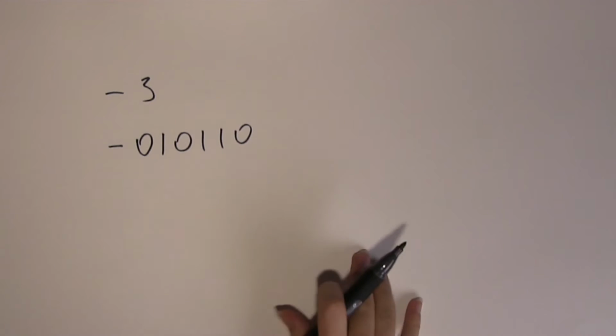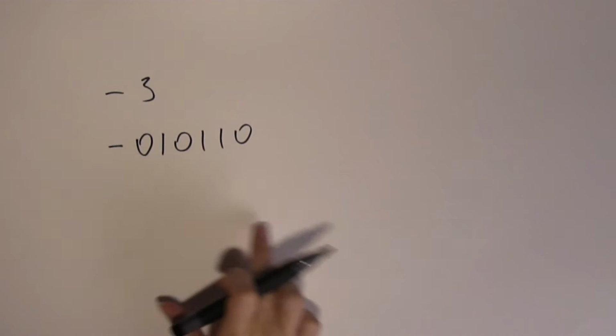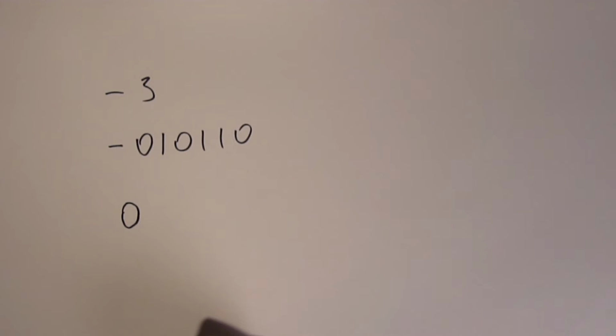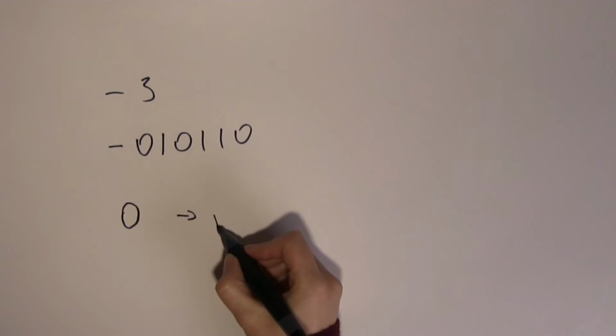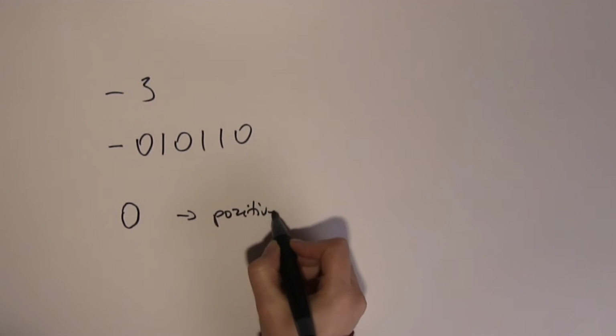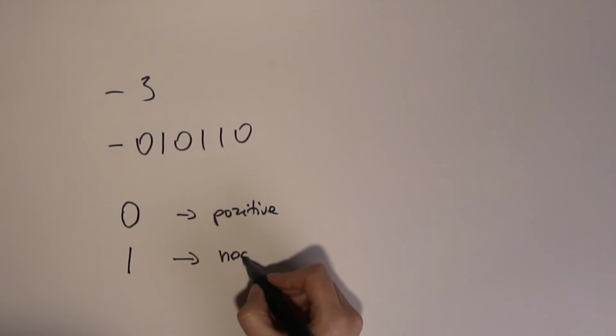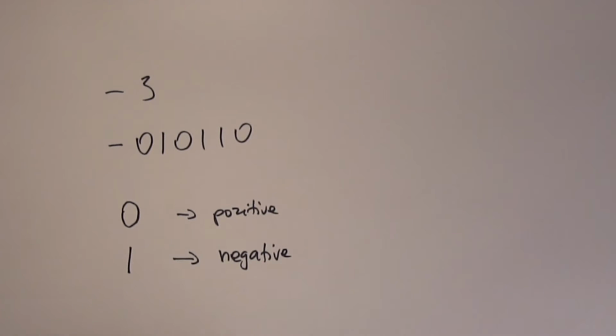So the point of the 2's complement notation is that when you're looking at the notation, if the first digit is 0, then you know that this is a positive number. And if the first digit is 1, then you know that this is a negative number. So, how does the actual conversion work?